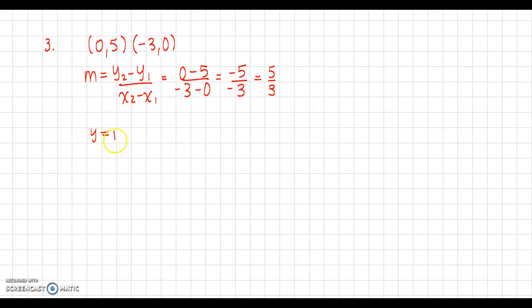Our equation in slope-intercept form looks like this. We already know that our slope, m, is 5/3, and we were told in the problem that our y-intercept was 5. b stands for the y-intercept, so we put in a plus 5 there, and that means our answer is C.